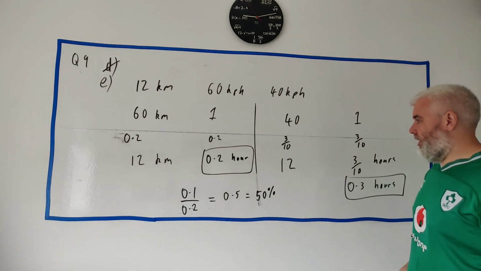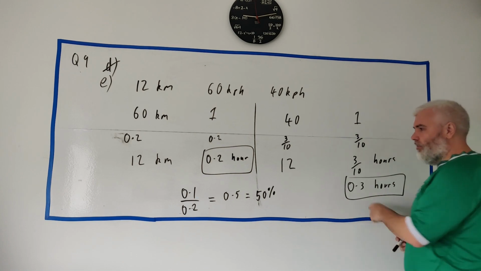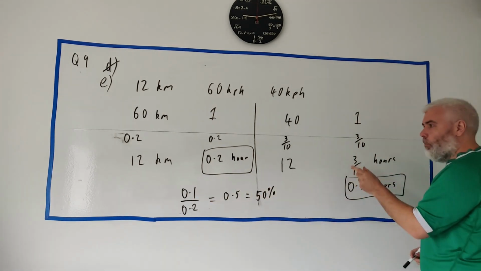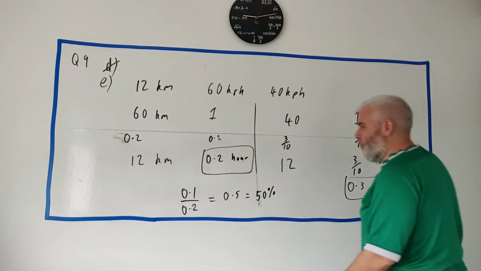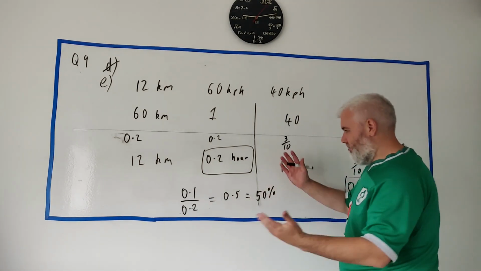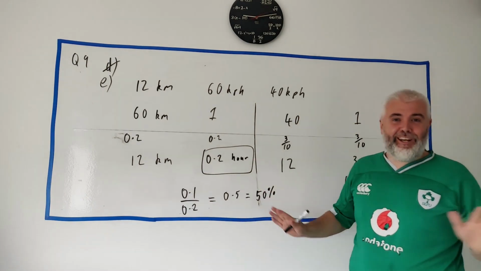Think about the real life thing. How much slower is she going? It took her 0.1 hours extra. You could change this into minutes if you want. Percentages at the end. Boom. 0.1 divided by that.